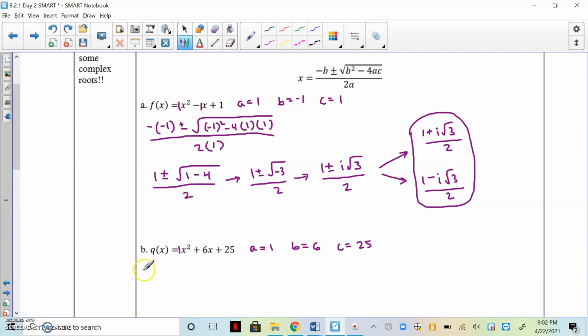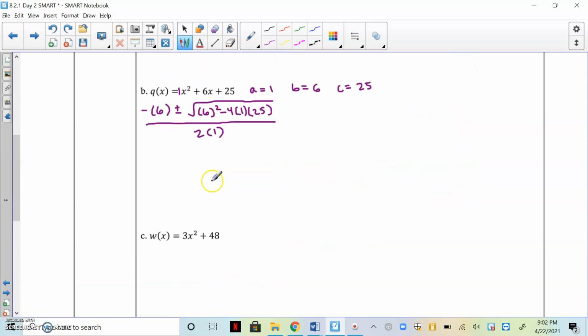So plugging into my formula, we have negative B, plus or minus the square root of B squared minus 4 times A times C, all over 2 times A. Okay, we've plugged into the formula, and now we're ready to simplify. So negative 6 plus or minus the square root. 6 squared is 36. Negative 4 times 1 times 25, that's going to be negative 100. 2 times 1 is 2.